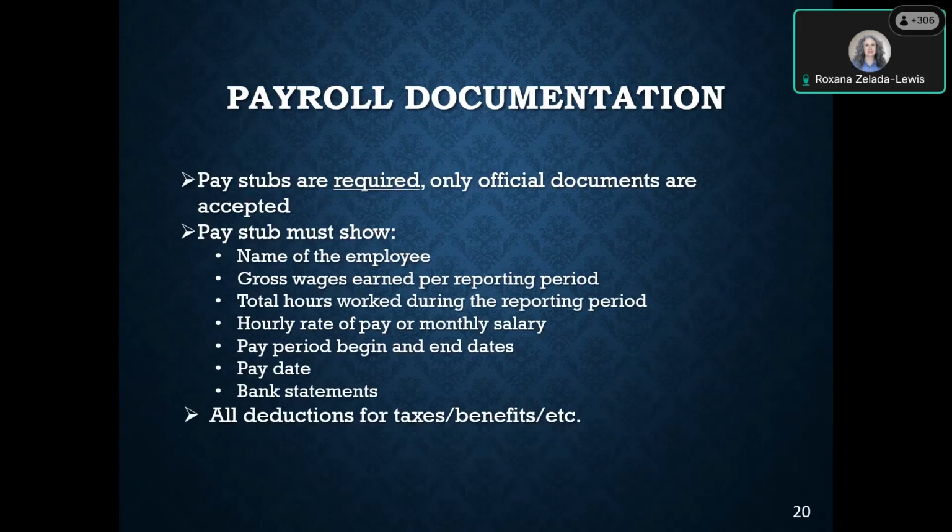Now let's look at the required supporting documentation for personnel or payroll and fringe benefits reimbursement. The first required document is the employee's pay stub. The required elements for the pay stub are the employee's legal name, gross wages, total work hours, hourly rate of pay or monthly salary, the pay period start and end days, the pay date, as well as all deductions for taxes, benefits, and retirement.